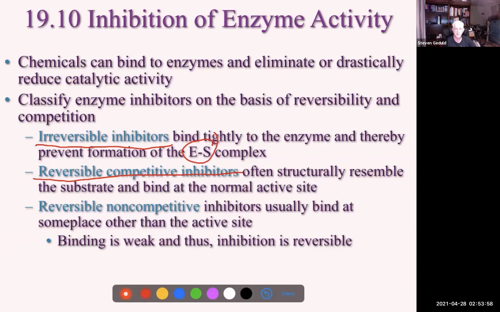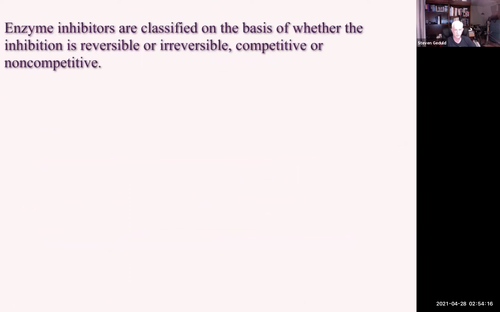So binding is weak, and thus inhibition is reversible. So you can have irreversible inhibitors that bind tightly. You can have reversible competitive inhibitors where they bond and compete with the substrate, or reversible non-competitive, where they bond at a different site and shut the enzyme down that way. It's a weaker bond. So enzyme inhibitors are classified on the basis of whether the inhibition is reversible or irreversible, competitive or non-competitive. Irreversible is a strong bond that you're not going to break off. Reversible means it can come off. Competitive means it's bonding to the same site. Non-competitive means it's bonding at a different site other than the active site.